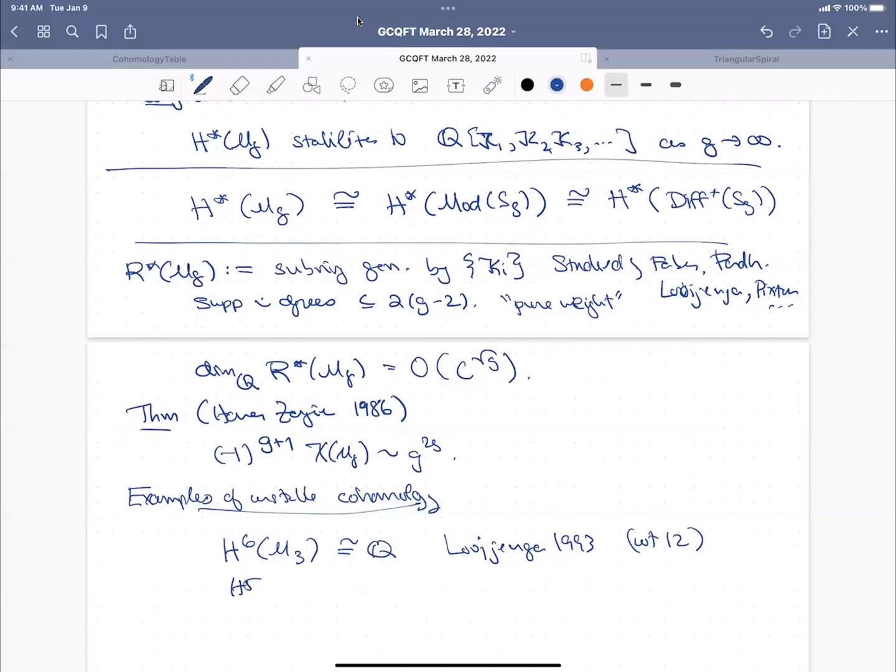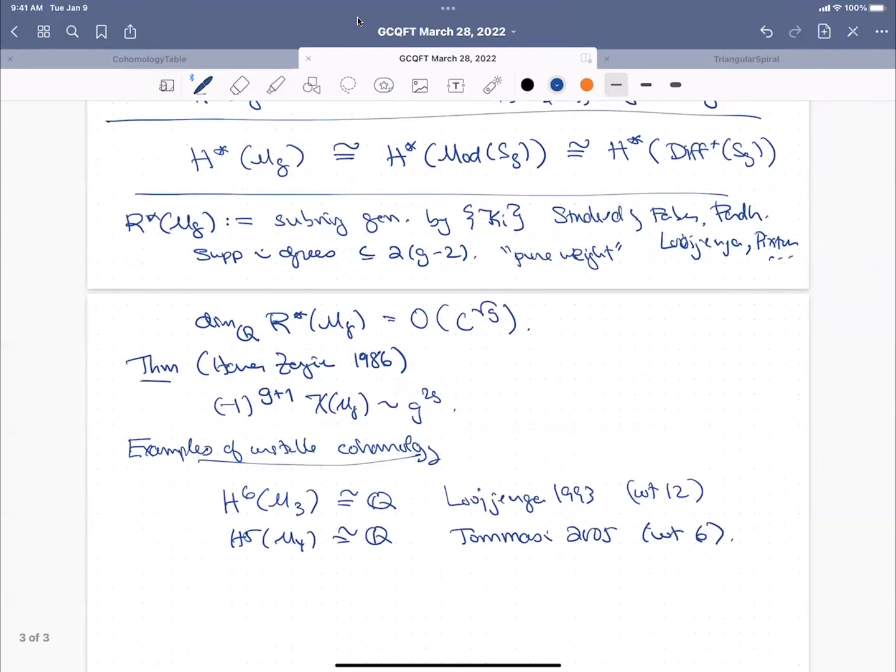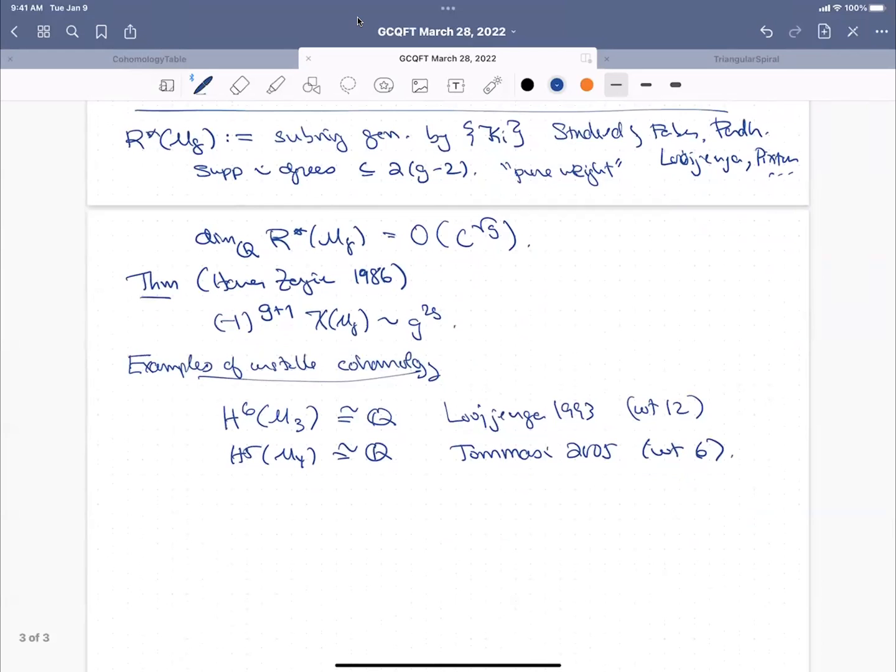And then H^5 of M4 is Q. This was computed by Tommasi. Again, Tommasi computed the full cohomology ring of M4 with its mixed Hodge structure and found that H^5 has rank 1 and weight 6. So definitely not tautological, and it's in odd degree. And that's it. We still don't know the cohomology ring of M5. That's as far as that line has gone so far. I hope that before too long we will know the cohomology of M5, but the cohomology of M6.